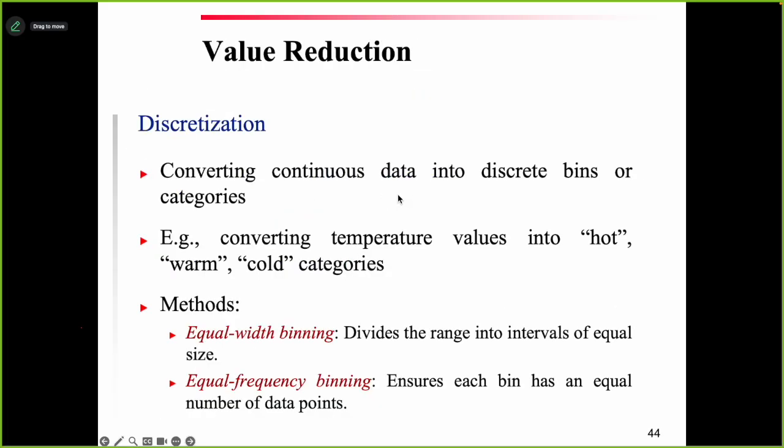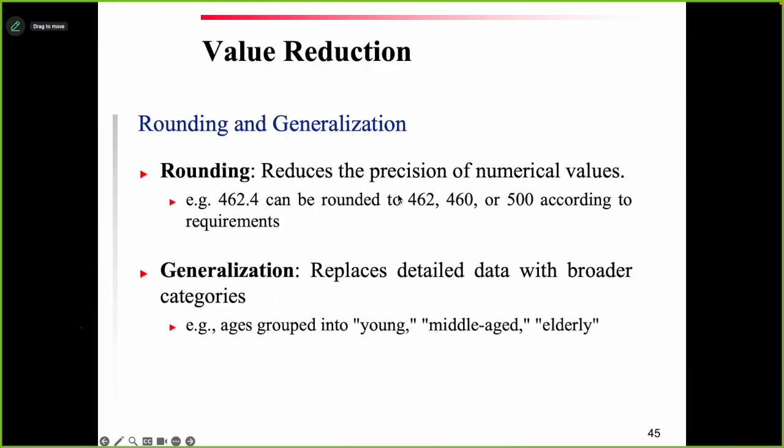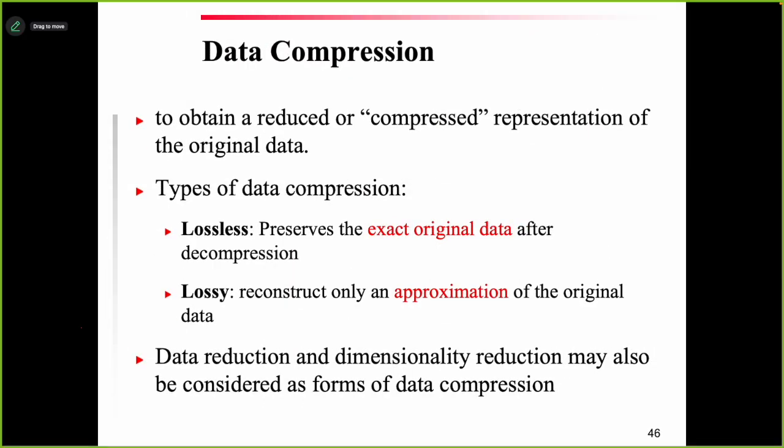And so let's get back here. We explained generalization. Another method for data reduction is data compression. Data compression is about representing your original data in a smaller or compact form. We have two main types: lossless compression and lossy compression.